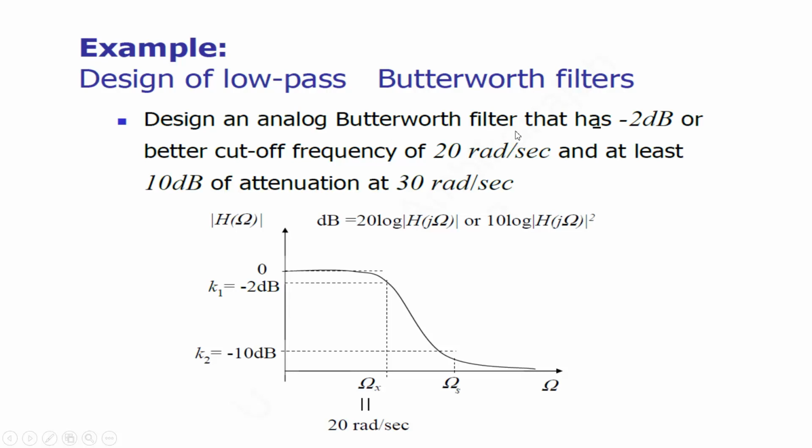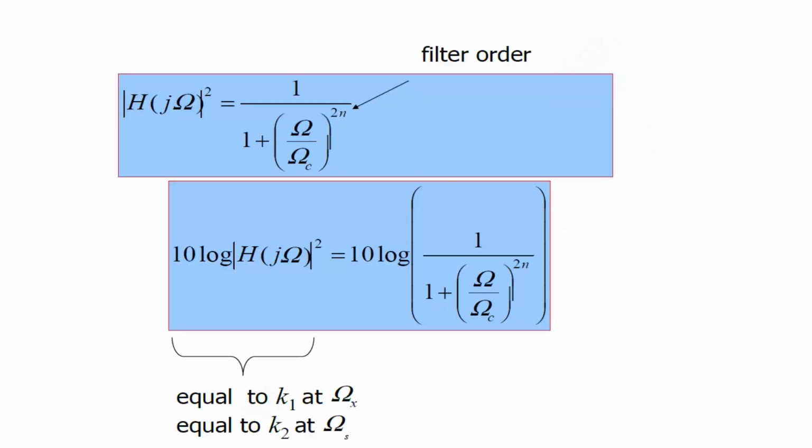Now, what is the meaning of designing an analog Butterworth filter when specifications like this are given? In that case, to achieve these specifications, you will have to find out first the order of the filter, second the transfer function of the filter, and the cutoff frequency also. So three things you have to find out. First, small n, which is the order of the filter, second the transfer function, third the cutoff frequency. Let's try to solve this question.